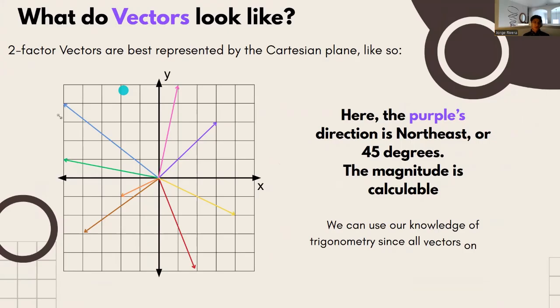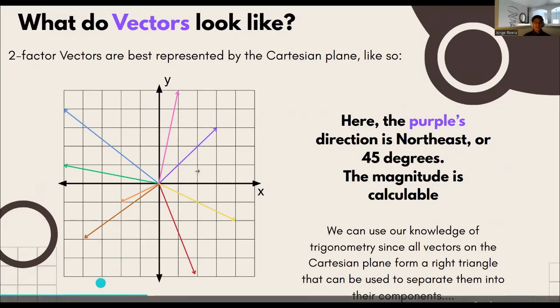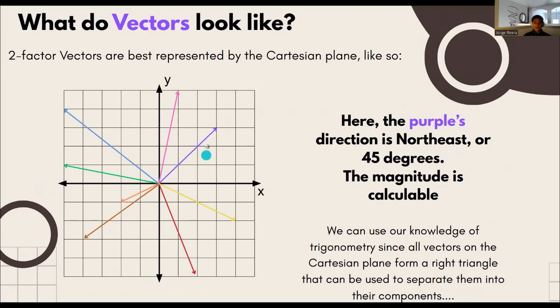So what do vectors look like? Two-dimensional vectors are best represented by the Cartesian plane, which is basically the x and y axis. Here, we're only going to consider this purple vector. Its direction is northeast, or 45 degrees, because it is 45 degrees from the x-axis. So the magnitude is calculable.